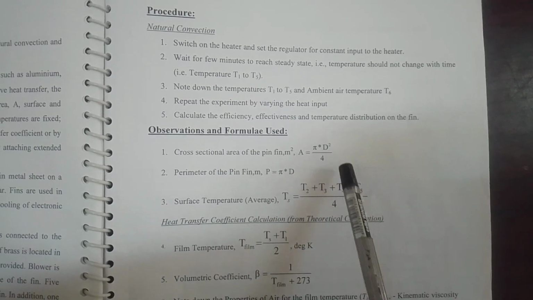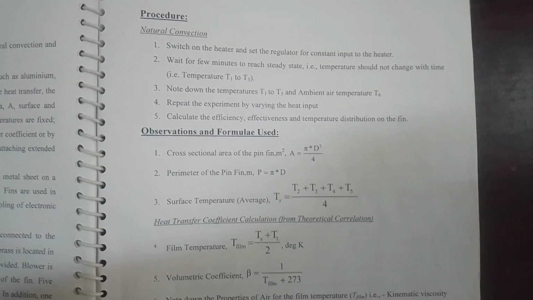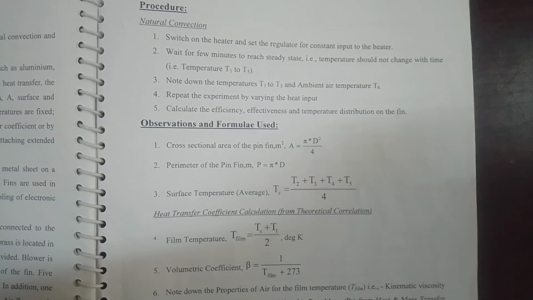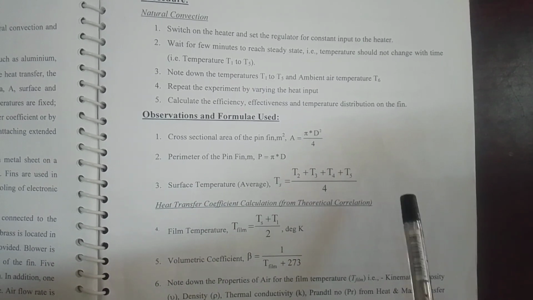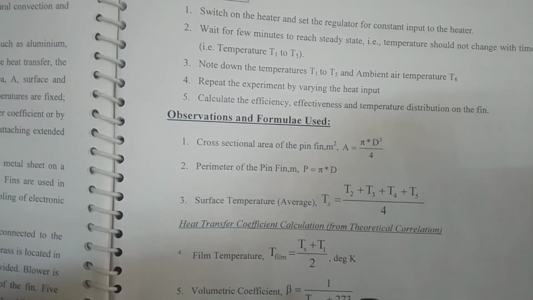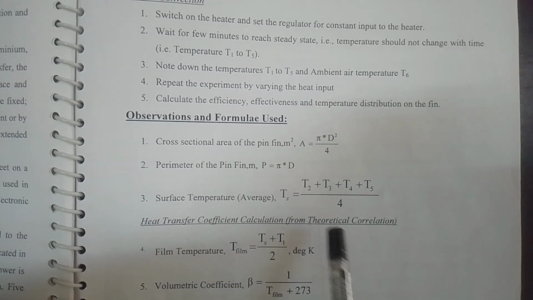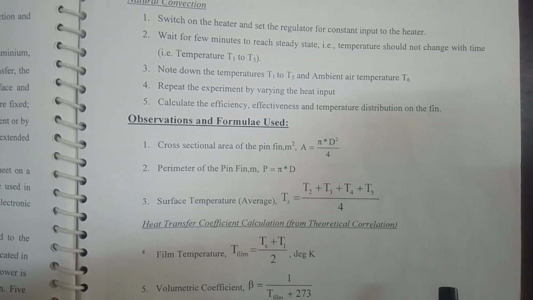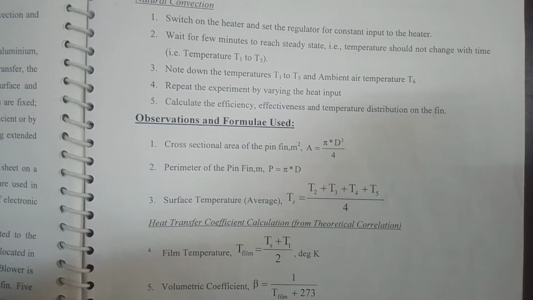So if you substitute the value of D, you will be able to get the area of the pin fin. Then the perimeter of the pin fin: you know the value of D, so you can find out the perimeter. Then the average surface temperature we are going to take, that is T2, T3, T4 and T5. So you are going to get an average surface temperature.